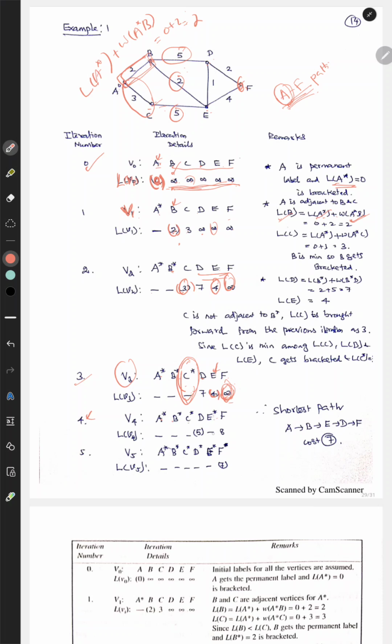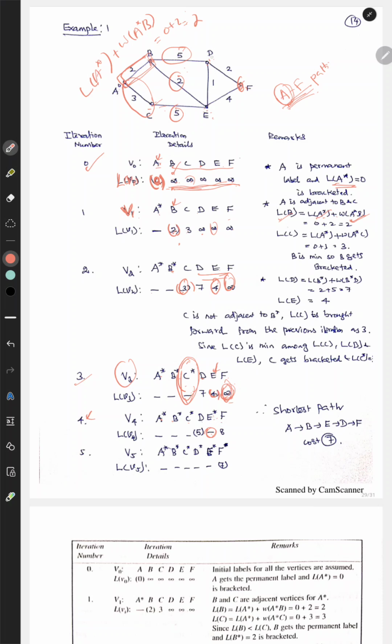Now E is also start, its label is now empty, or its label is removed. It got the permanent label in the previous stage. Now E, it is adjacent to D and F, so it can change this, remove this permanent vertex E star, now can change the labels of the other vertices D and F.